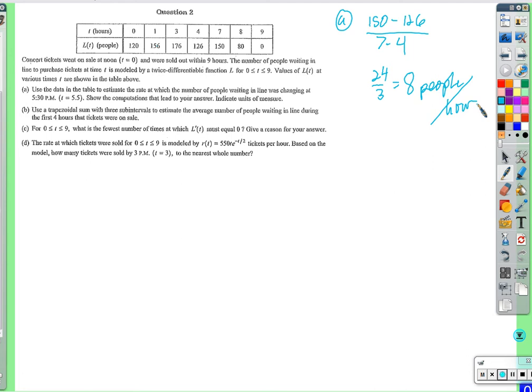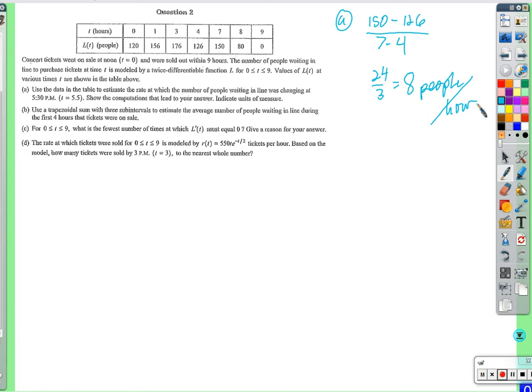Use the trapezoidal sum with 3 subintervals to estimate the average number of people waiting in line during the first 4 hours that tickets were on sale. I mean, this is kind of a giveaway. They want to know how many people are waiting in the first 4 hours, but they're telling you exactly how to do it. You don't even have to figure out that the area under this curve would tell you how many people are waiting in line.